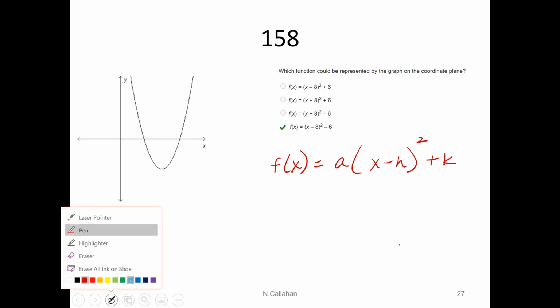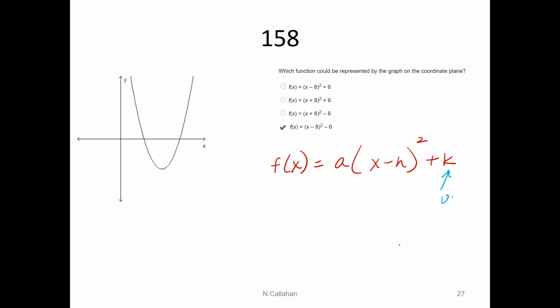Now, this k value tells you to go up or down. Do you see how the vertex here is h, k? Well, h is a positive number, but k is a negative number because it's going down. So that means in your equation, k has to be a negative number. And if you look at it, a and b are positive, so those are not the answers because it's a positive 6. You want a negative 6 because it's going down.